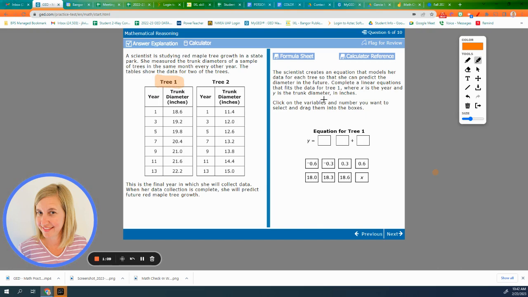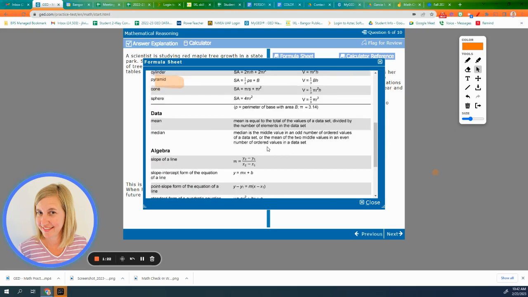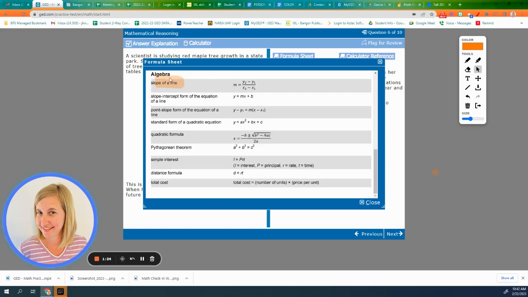Now, if you don't really remember formulas for the equation of a line, you can up here at the top pull up the formula sheet, which you always have access to on the GED test. If you scroll down to the bottom of the formula sheet, you'll see the algebra section, and we've got slope of a line here and slope-intercept form of the equation of a line, and then there's another variation, point-slope form of the equation of a line.